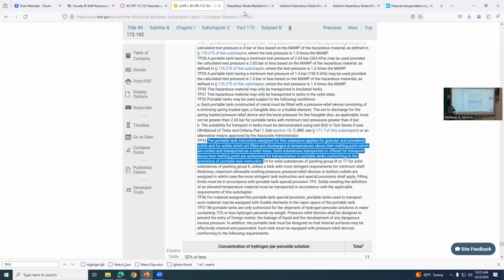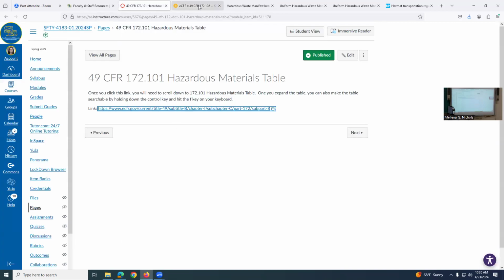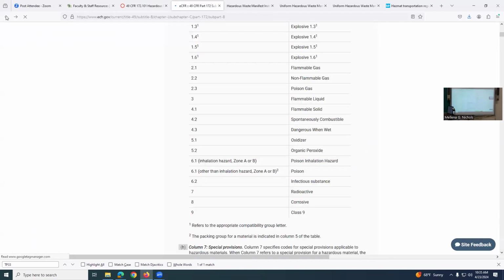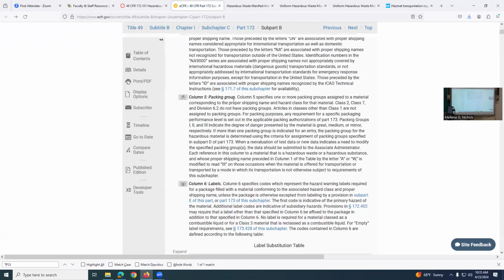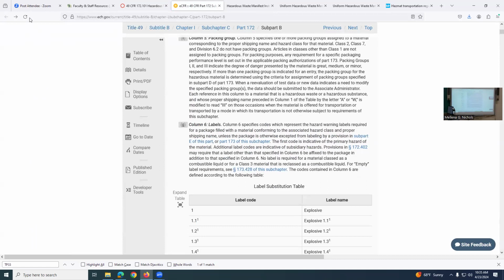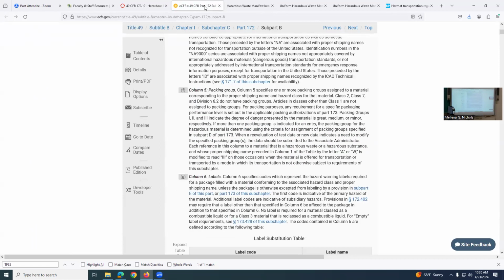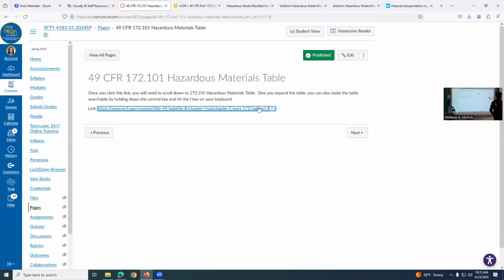All right, now the other thing that you needed to know from the great big table of everything, which we're going to go back to. Let's see, is this the right one? No, we're still 172. We want this.